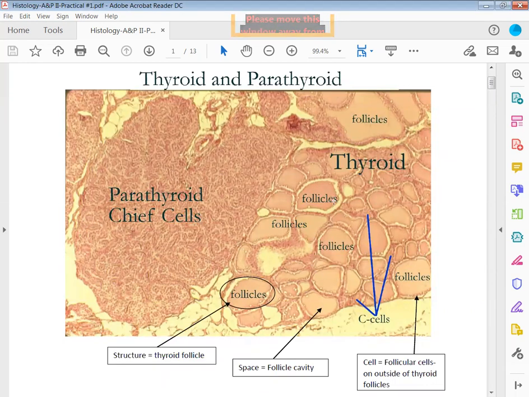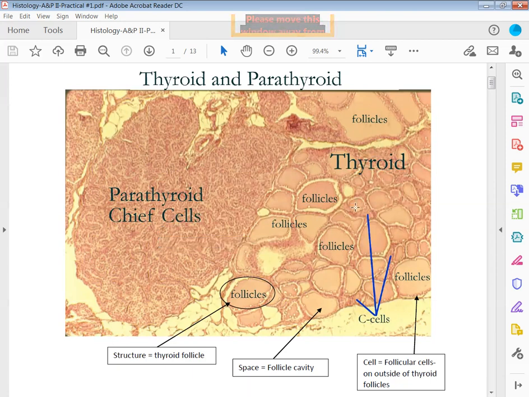The thyroid gland has a bunch of little fluid-filled pockets. So you need to be able to recognize the parathyroid and the thyroid. So if I asked you what this organ or gland is, you would tell me parathyroid. If I ask you what this organ or gland is, you would tell me thyroid. Now within the parathyroid, you have a few different cells. The main cells, really dark, are called chief cells, and we'll look at that in a few slides.